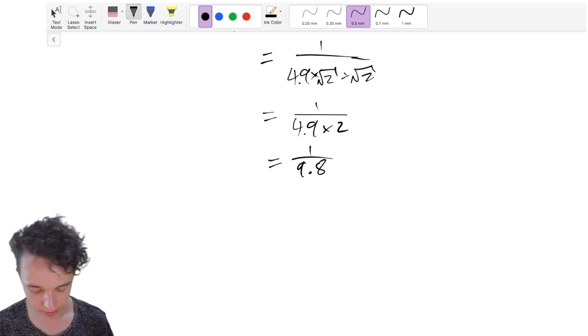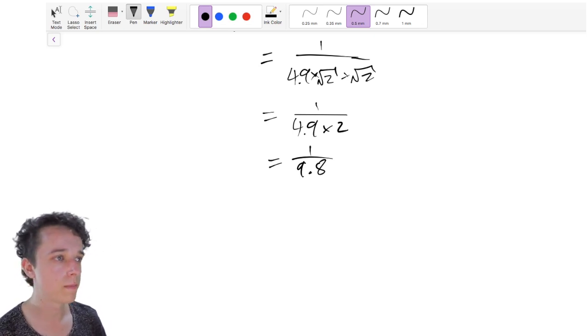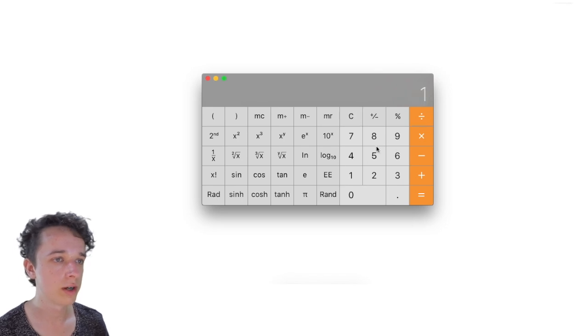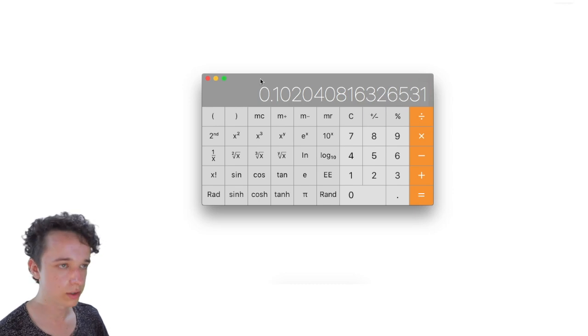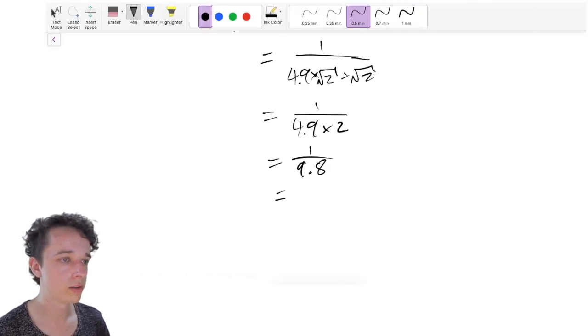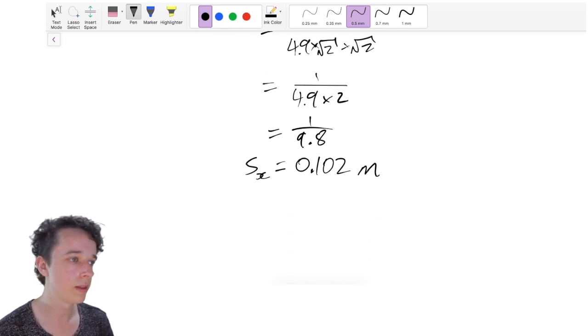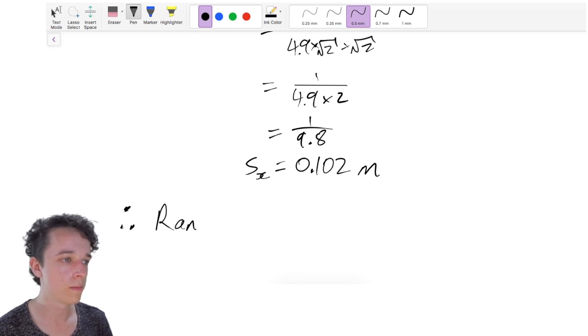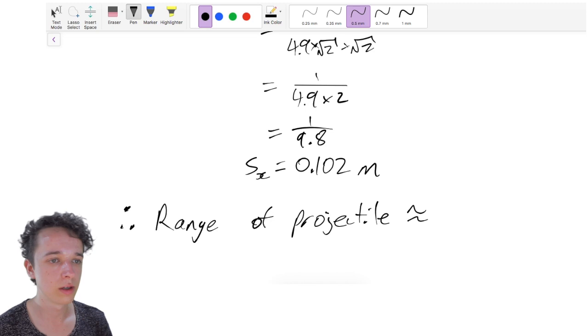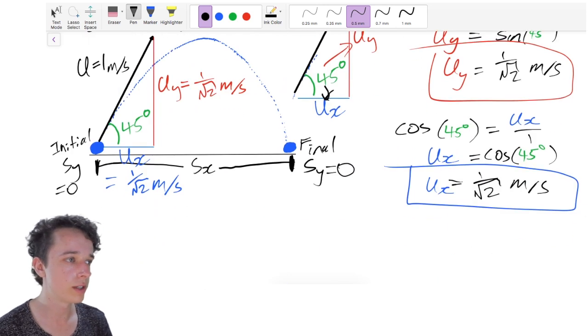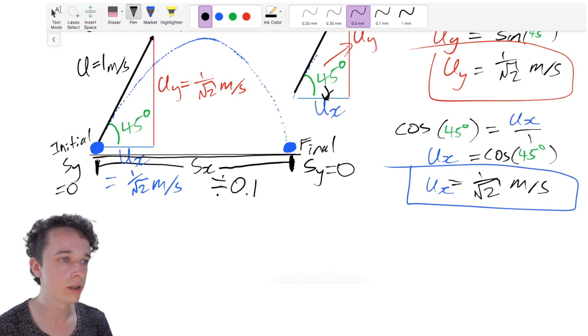And if we put that in a calculator, actually, I'll show you this one. 1 divided by 9.8 is equal to this. I'll do 3 decimal places, 0.102. So the horizontal range is 0.102 meters. Therefore, the range of the projectile is approximately 0.102 meters. So what did we find again? We found this displacement here. We found the horizontal distance from the start to the finish, approximately 0.102 meters.